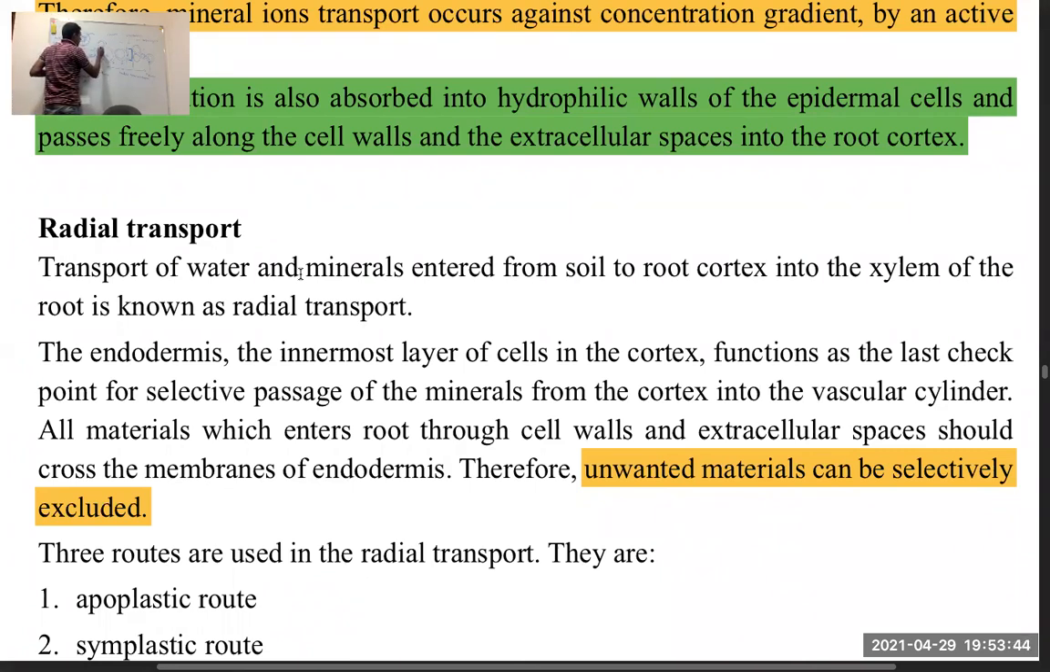Water diffuses around here. Then draw the cell wall; actually there is no plasma membrane. Then after that it diffuses into the intercellular air spaces. Now here the water next enters into the cell wall.